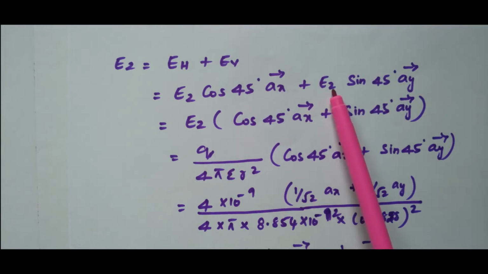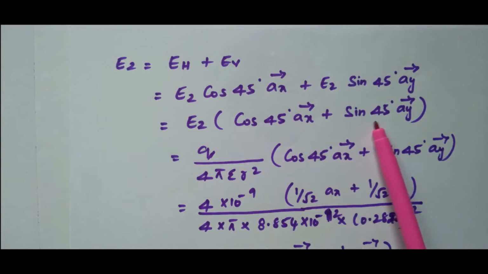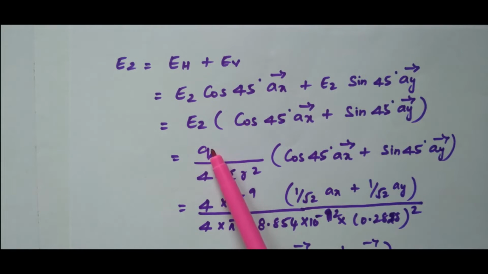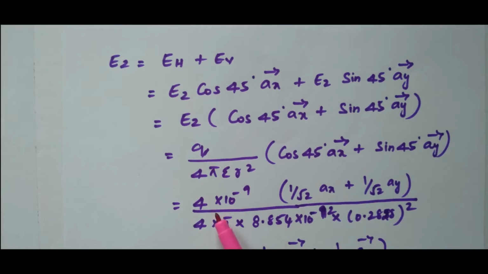This is the horizontal component, this will be the vertical component. You take the E2 outside, so we have cos 45 AX plus sin 45 AY. What is E? Q divided by 4 pi epsilon r square. This r we already calculated based on the Pythagoras theorem, into cos 45 AX plus sin 45 AY. Right. Now we'll substitute the values. The Q is 4 into 10 to the power minus 9. Cos 45 is 1 by root 2 into AX, sin 45 also 1 by root 2 into AY. Now 4 into pi into epsilon naught, 8.854 into 10 to the power minus 12, into r, the R value we calculated, 0.2828 square, right?